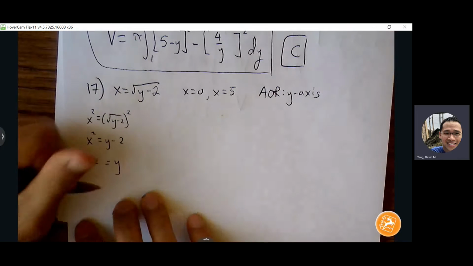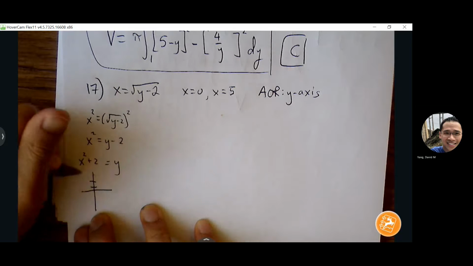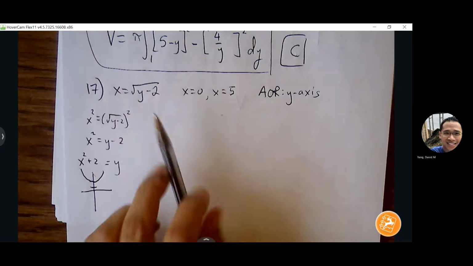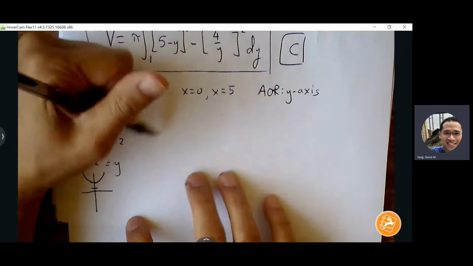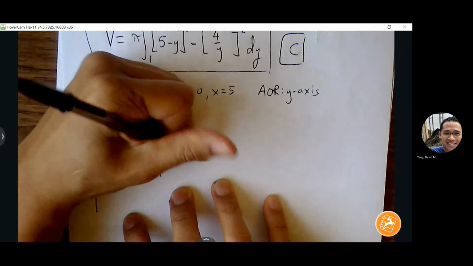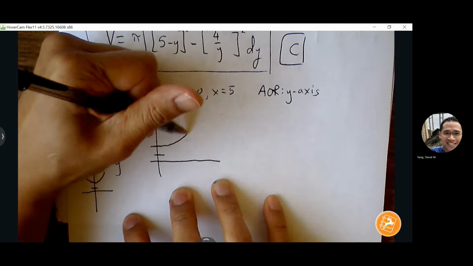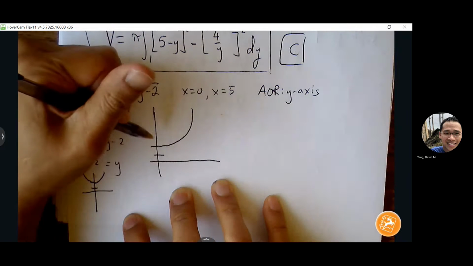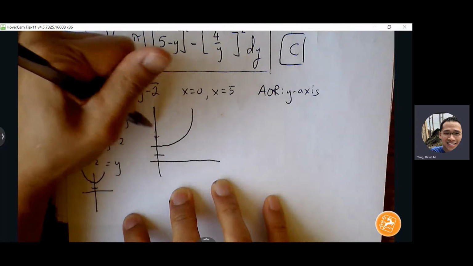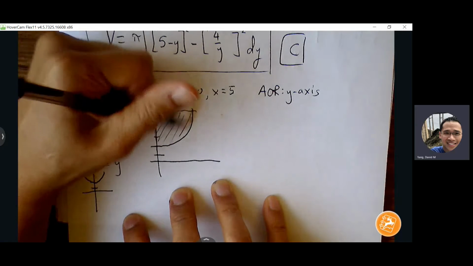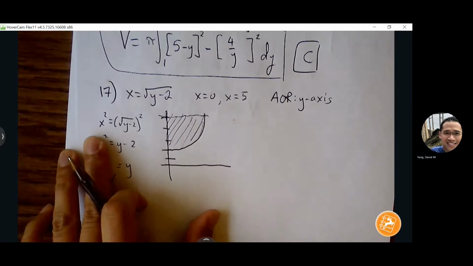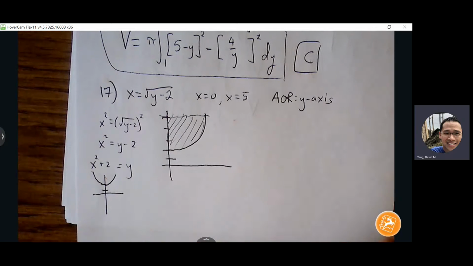Okay, we know what that looks like. That's just a parabola with a y-intercept of 2. And the square root just tells you that only the positive region is going to show up. Okay, so here's my graph. Okay, 0 and 5. So it's going to be like a kind of a quarter circle. Axis of revolution is y-axis.